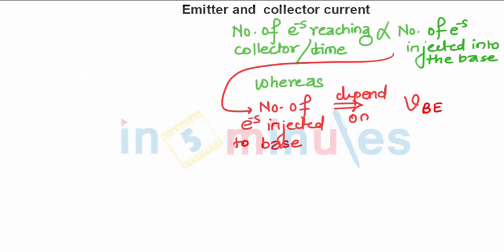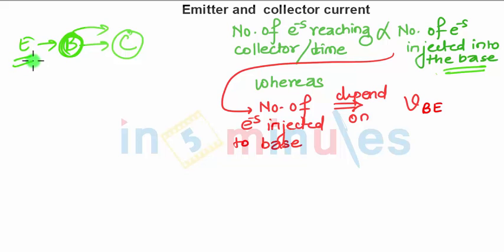Now you can say the number of electrons reaching the collector per unit time is directly proportional to the number of electrons injected into the base. You can say the emitter is emitting electrons into the base, right, and the base is giving electrons to the collector. That means electrons reaching the collector depend on the electrons injected into the base. And who is injecting the electrons into the base? Emitter. And who is controlling the electrons from the emitter? You can say VBE.